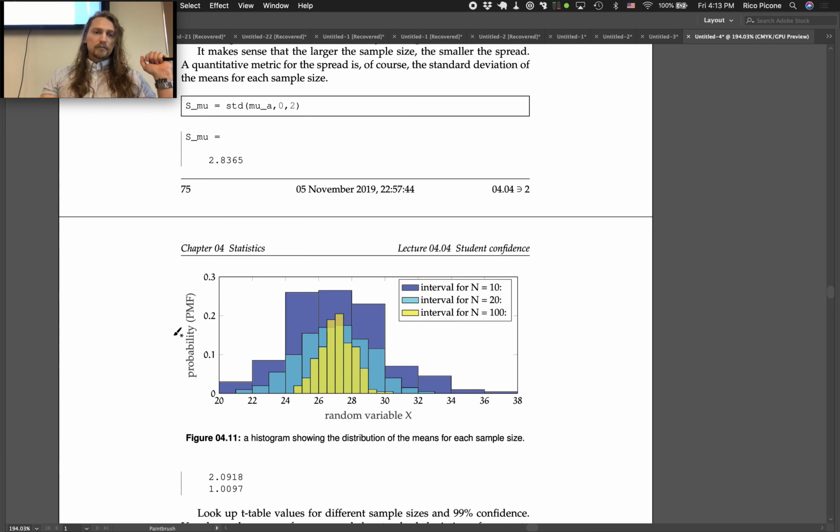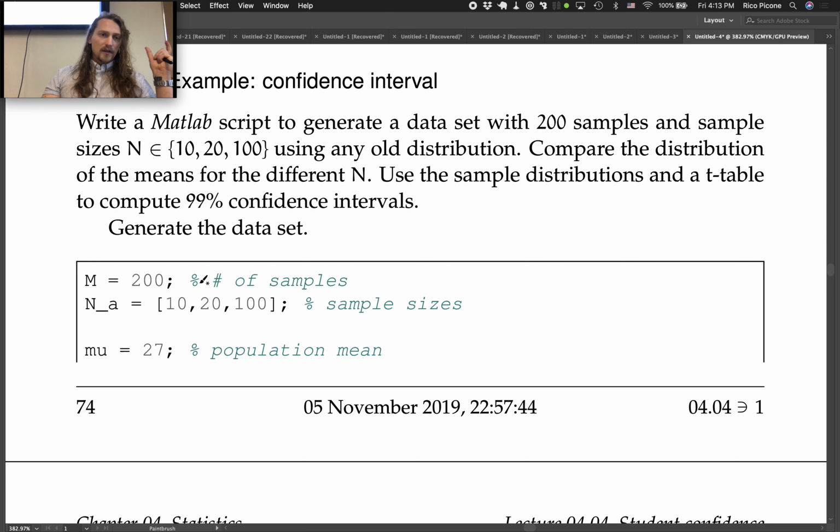So the number of samples we're going to use is 200. So that's number of batches, right? And sample sizes. So the size of each sample, under one of the situations we'll take 10, another situation we'll take 20, another situation we'll take 100. So these are going to get closer and closer to being Gaussian, right? The t distribution is going to work for 10, it's going to work for 20, it's going to work for 100. But if you're at 100, you're probably close to the Gaussian. You probably could get away with just using the Gaussian.